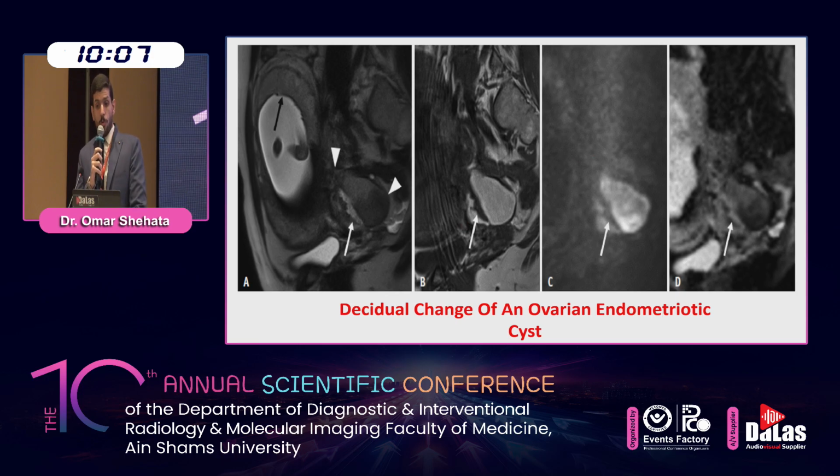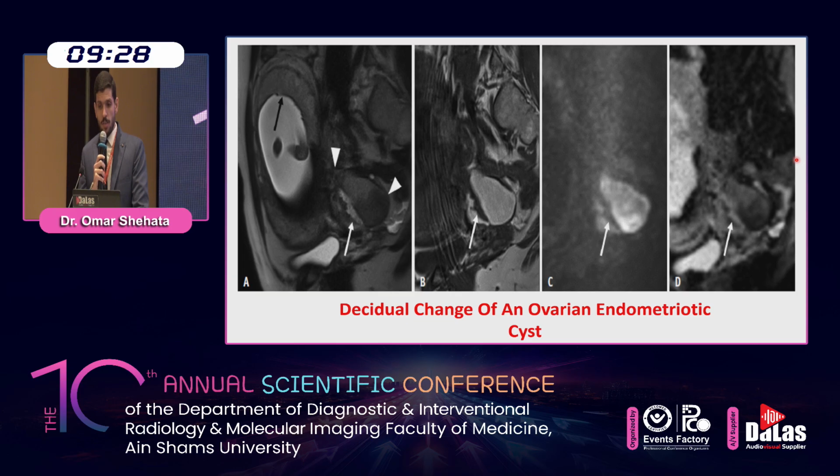One of the trickiest forms of ovarian endometrioma is decidualization, which happens in approximately 12% of pregnant patients with endometriotic cysts. Similar pathological changes might also be observed in premenopausal patients treated with oral contraceptive pills and anti-progesterone steroids. As seen in this case, which shows decidual change of an ovarian endometriotic cyst at 16 weeks of gestation, image A shows a small ovarian endometriotic cyst showing shading on sagittal T2 image and hyperintensity at image B.